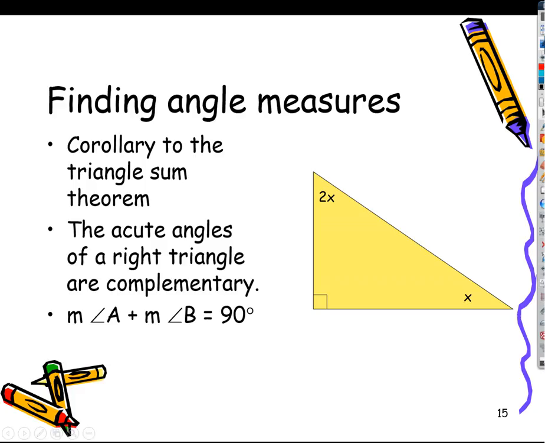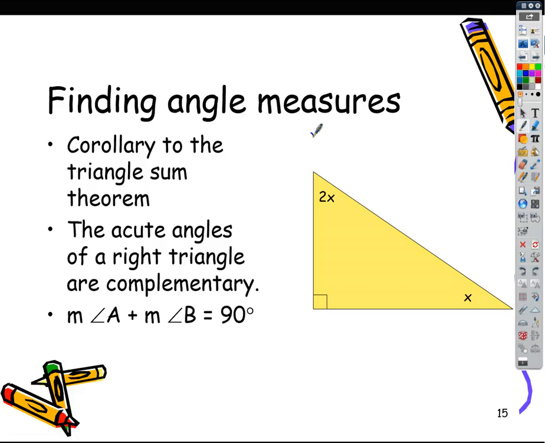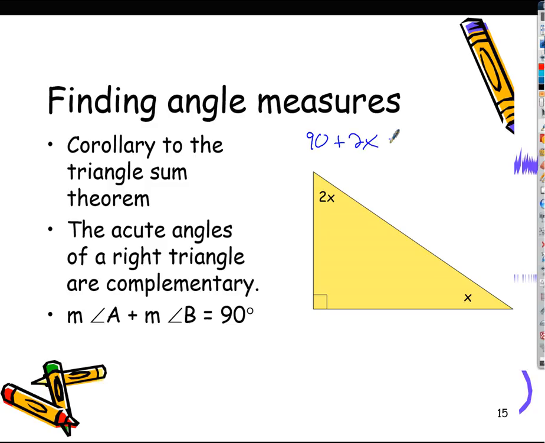90, okay, so there's 90. We know that one's 90. And then 3x plus 2x plus x, good, equals what's the sum of all those angles added up? 180. There you go. There's one way to do it. Maybe we could say 90 plus 2x plus x equals 180, right? And just solve for x that way.